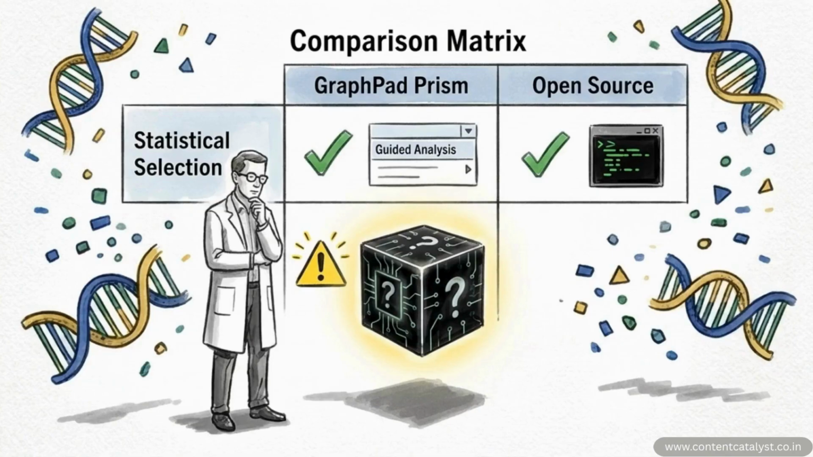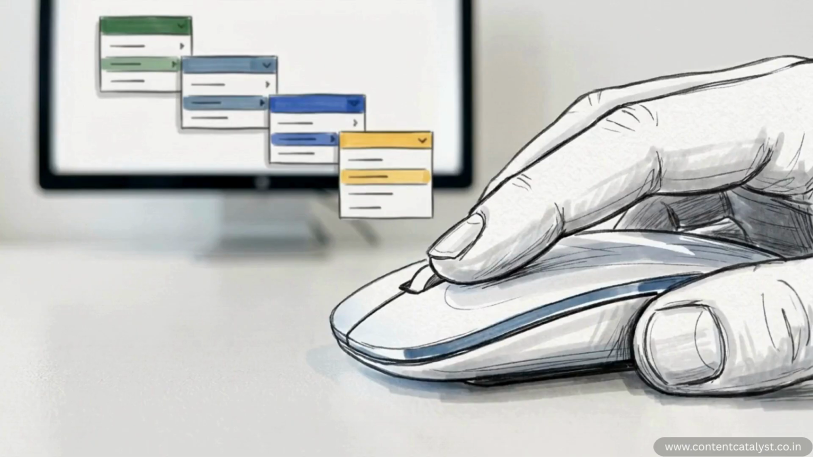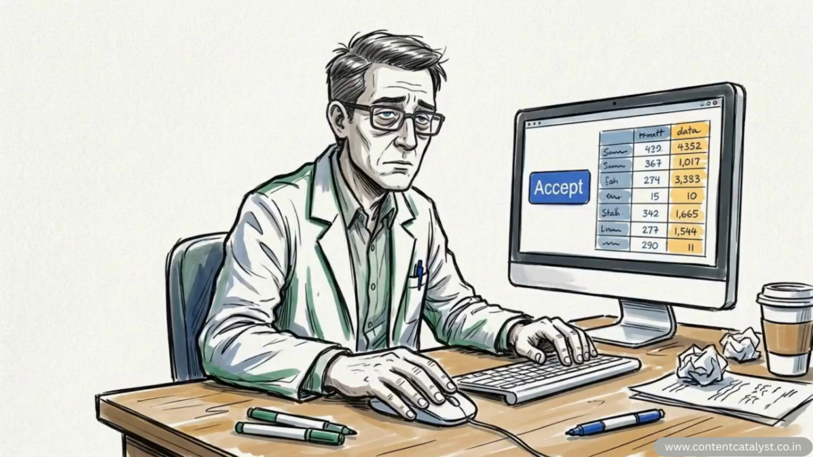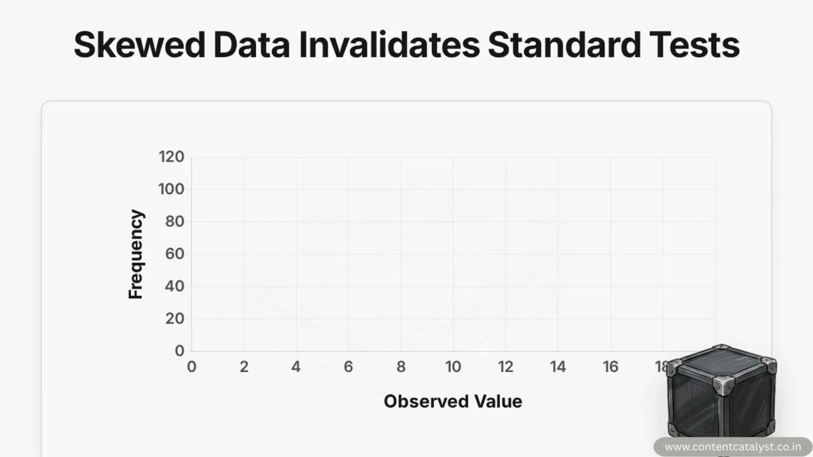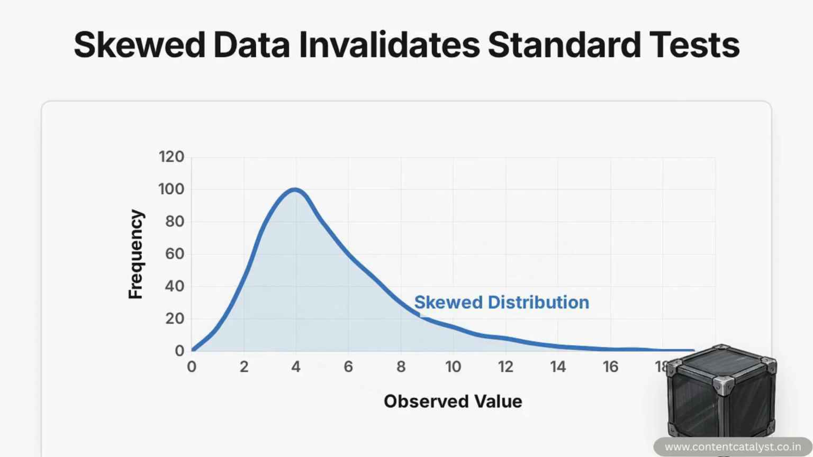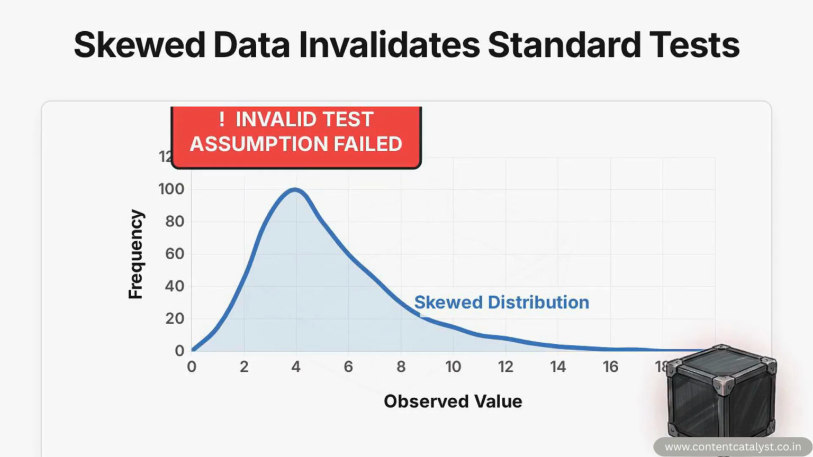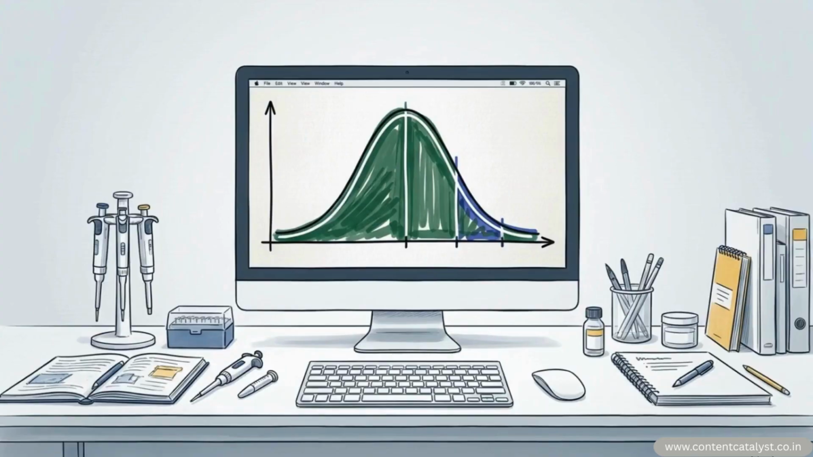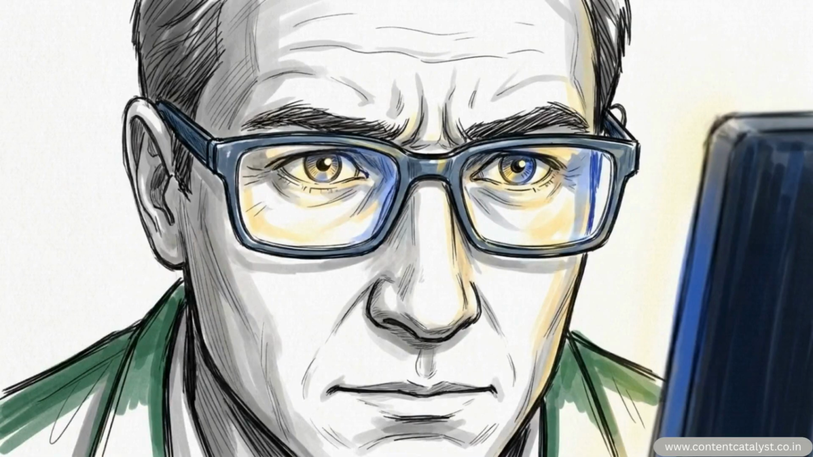However, that guided convenience comes with a serious risk, the black box effect. Because the interface is so clean, it is very easy to just click through the drop-down menus. When you do that, you might blindly accept a result, without checking if your data actually meets the mathematical assumptions required for that test to be valid. Prism removes the friction of coding and prevents basic selection errors, but it requires discipline. You still have to do the hard, critical thinking yourself. You can't outsource your scientific rigor directly to the software.